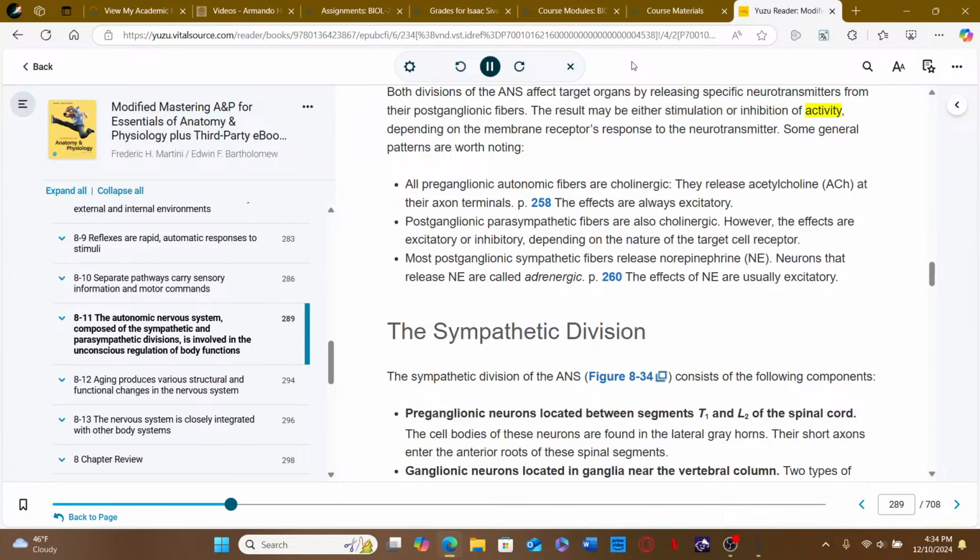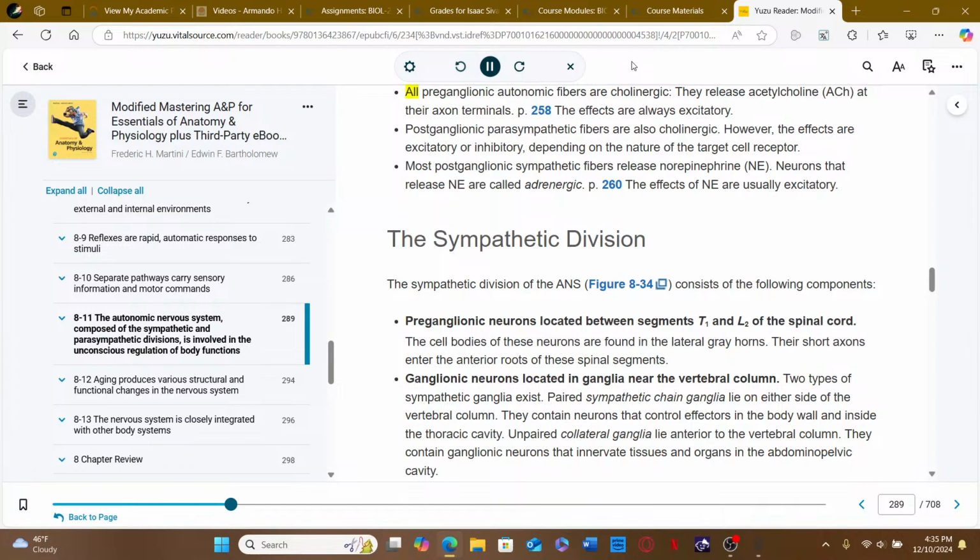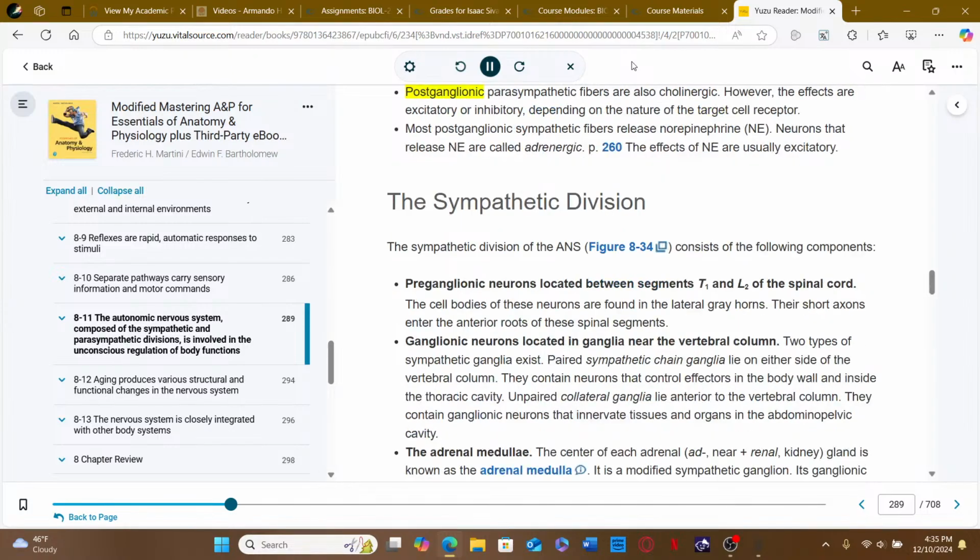The result may be either stimulation or inhibition of activity, depending on the membrane receptor's response to the neurotransmitter. Some general patterns are worth noting. All preganglionic autonomic fibers are cholinergic. They release acetylcholine, ACh, at their axon terminals. The effects are always excitatory.